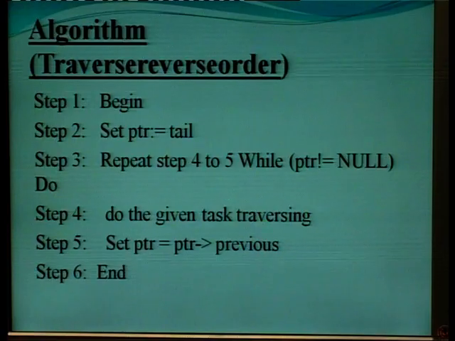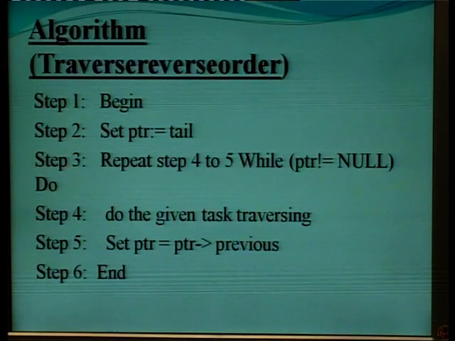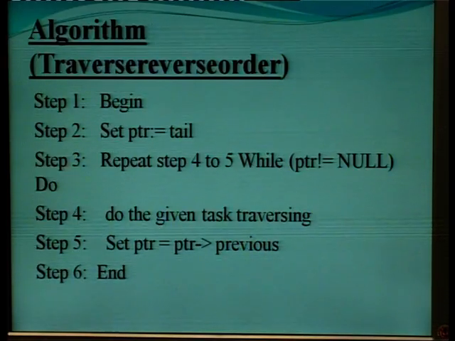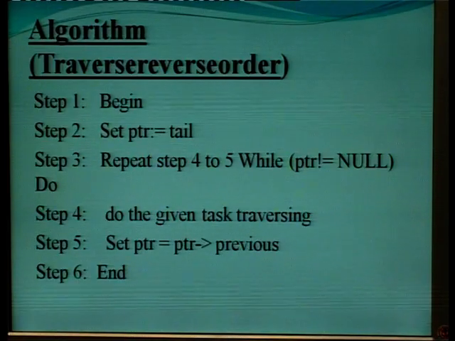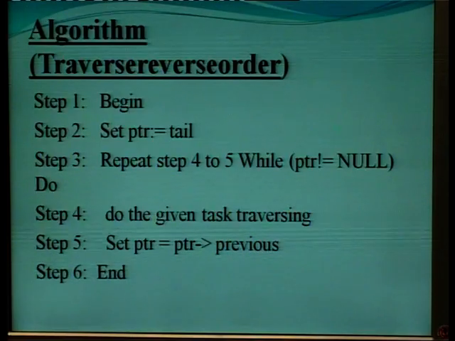Then repeat steps 4 to 5 while the pointer is not equal to null. The pointer becomes equal to null when it comes to the first node of the doubly linked list. So do the given task. Every time the condition is true, pointer is not equal to null, it checks the element and resets the pointer variable to the pointer of the previous node.